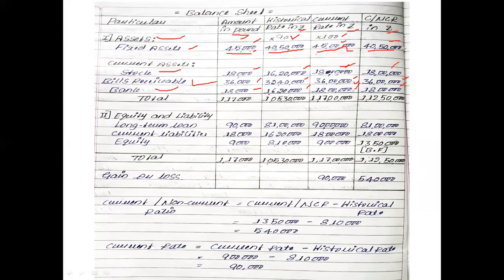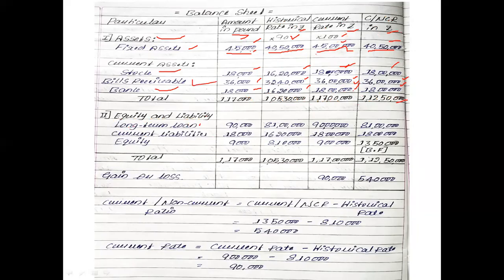Historical rate in rupees, 1 crore 5 lakh 30,000 rupees. Current rate in rupees, 1 crore 17 lakh rupees. Current and non-current rate in rupees, 1 crore 12 lakh 50,000 rupees. Next, we'll go for the liability side, equity and liabilities.